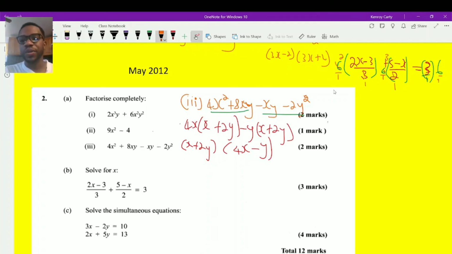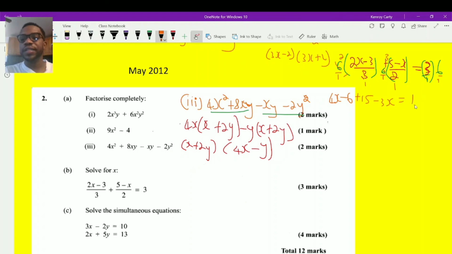Now we expand the brackets. So we have 2 times everything here, which is going to give me 4x, 2 times negative 3, minus 6, plus 3, positive 3 now times everything. 3 times 5 is 15. 3 times negative x is negative 3x. And of course over here, 3 times 6 is 18.